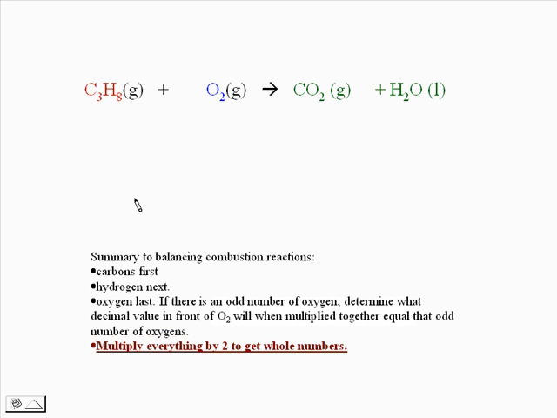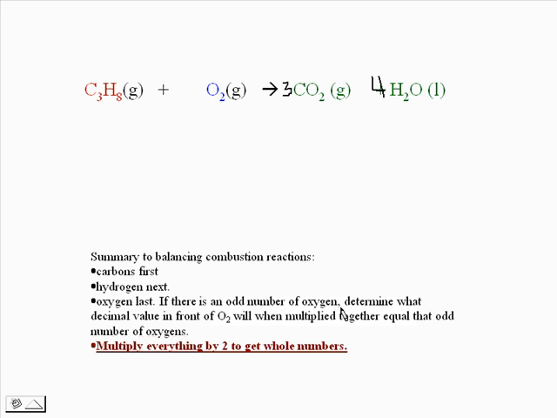So the first thing I'm going to do is balance the carbons. I have 3 carbons over here. I have 3 now over here. I'm going to balance the hydrogens next. I have 8 on this side, and to get 8, I'm going to have to put in front of my plus sign. I have to put a 4 in front of there, so now I have 8.